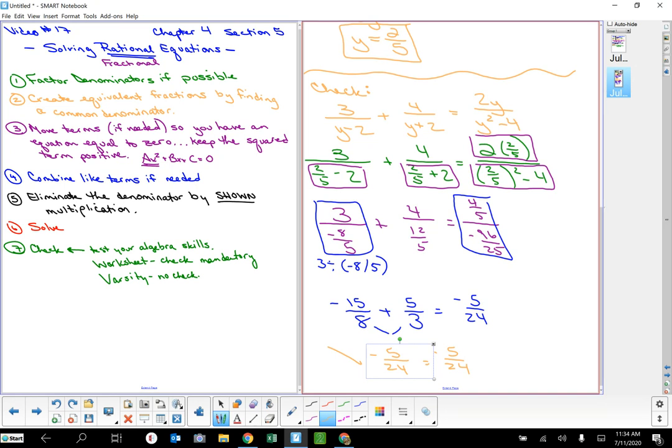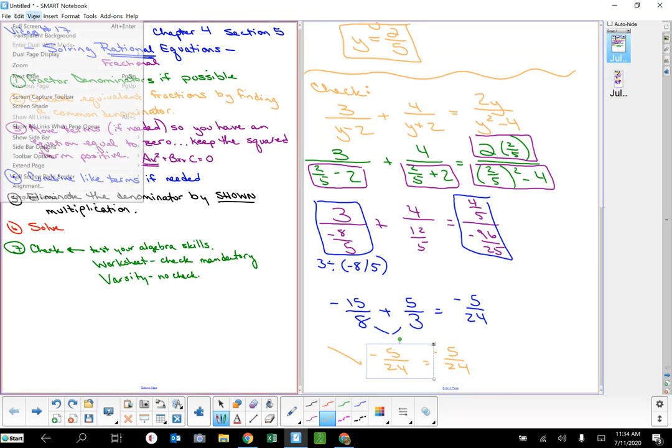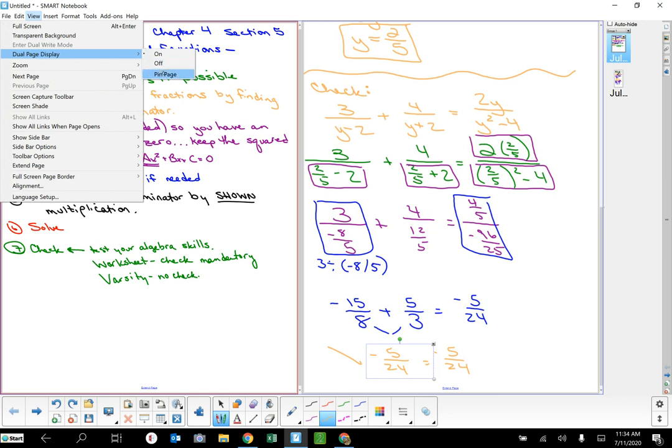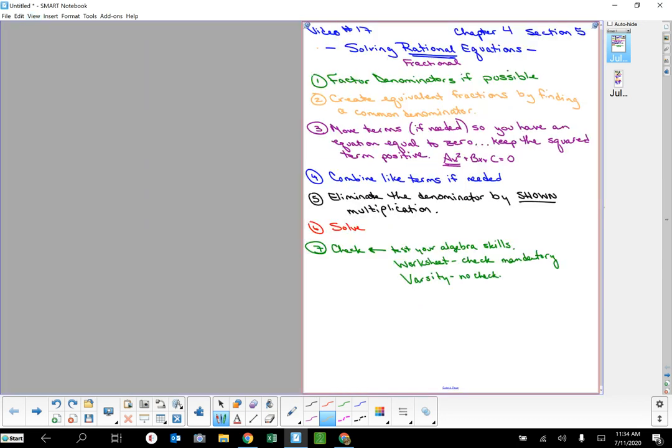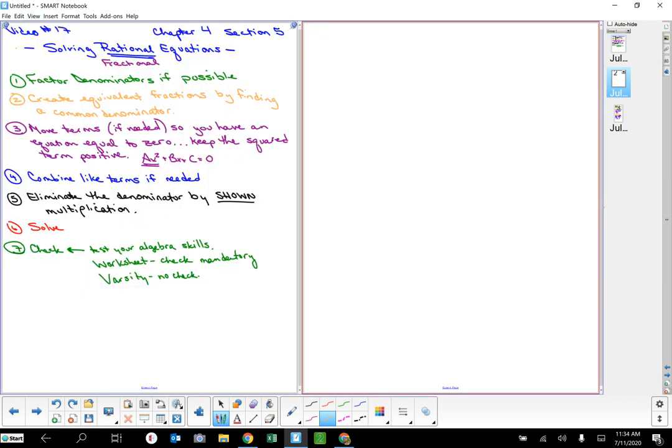All right. Okay, let's do one more problem just so that you can get an idea after you've already seen one. So I'm going to try to pin this page right here so we can keep it. View, dual page, pin that page. All right, now I'm going to add a page. Hey, I love when that works out correctly.